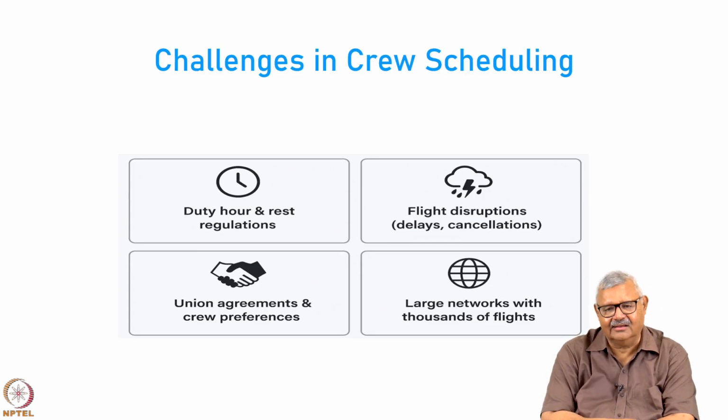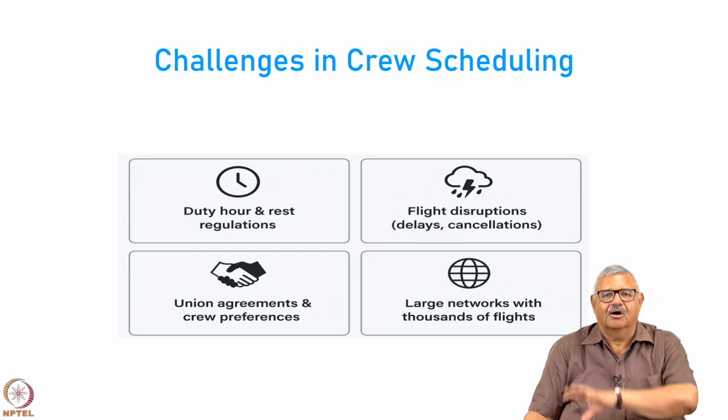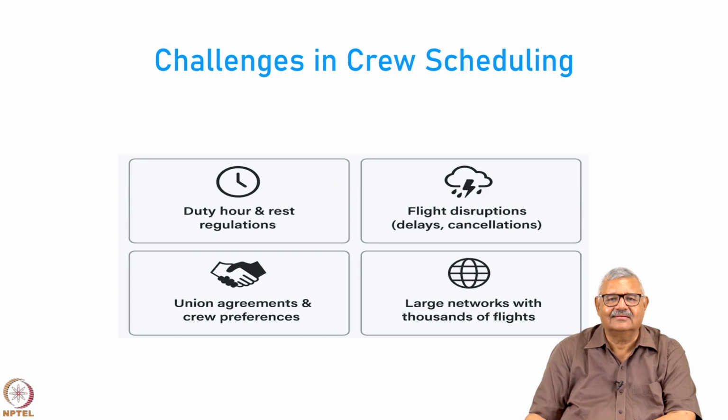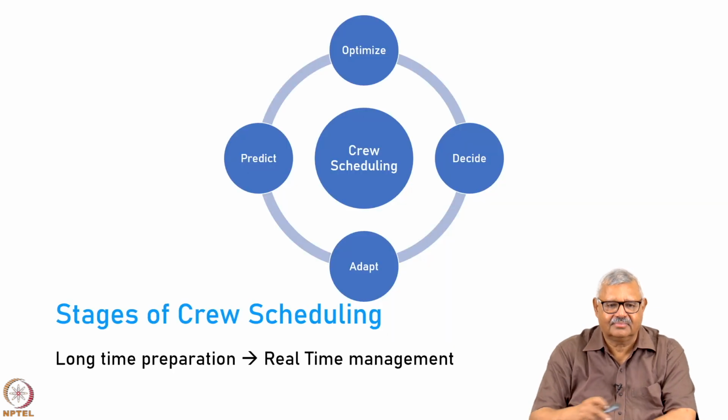For a typical airline which operates hundreds of routes, maybe thousands of routes, it is humanly impossible to do scheduling by hand. So you need to look at support from computational resources. All these create a challenge, and we will see how these challenges are handled one by one.